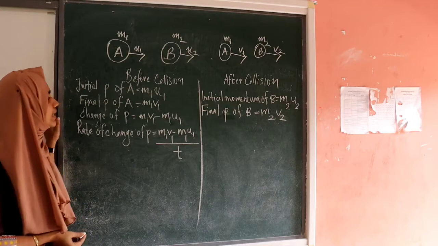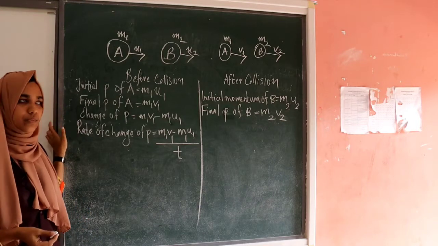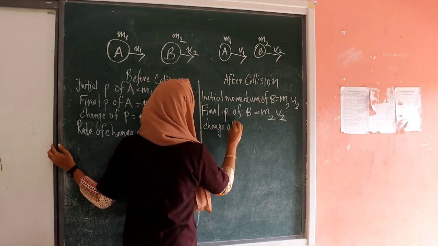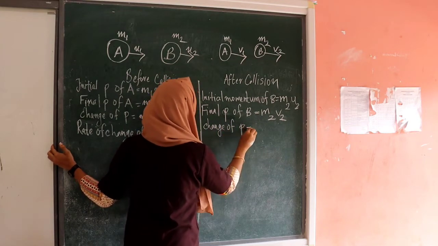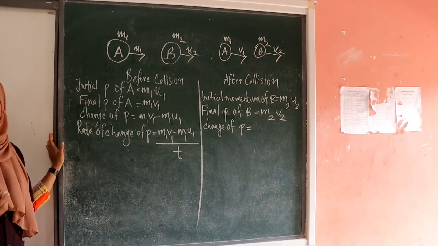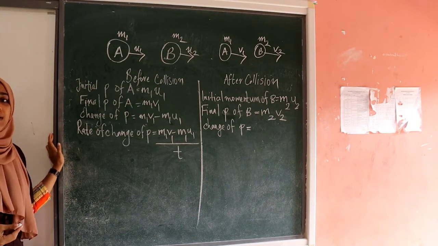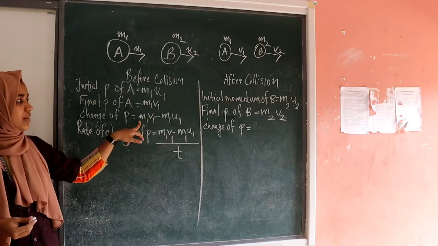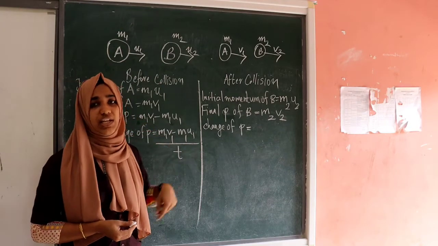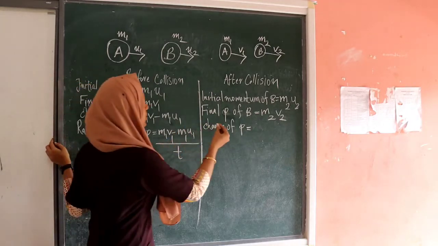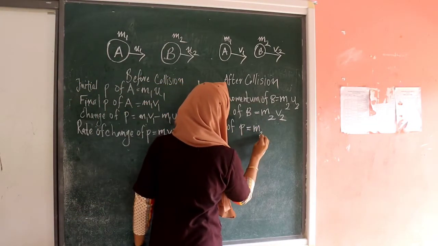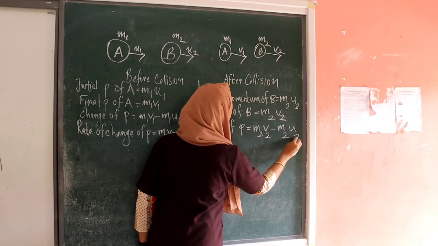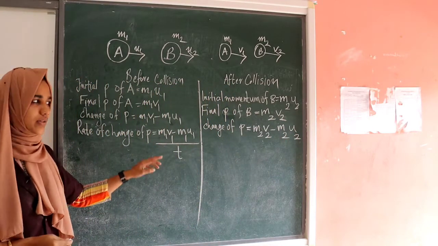Then we want to find next is change of momentum. How can we write? The change of momentum can be found by final momentum minus initial momentum. That's equal to m2 v2 minus m2 u2. Is it clear?